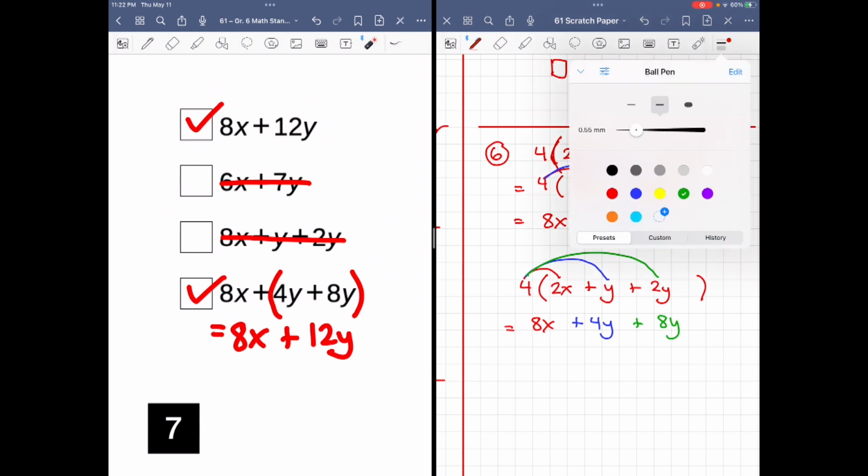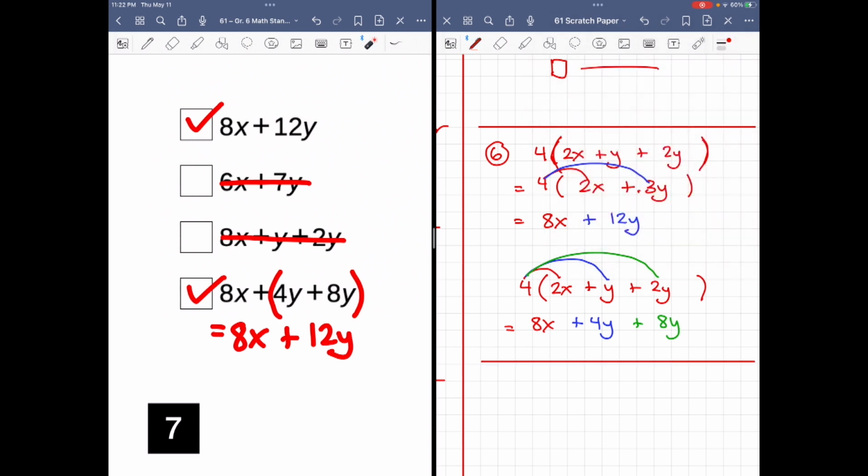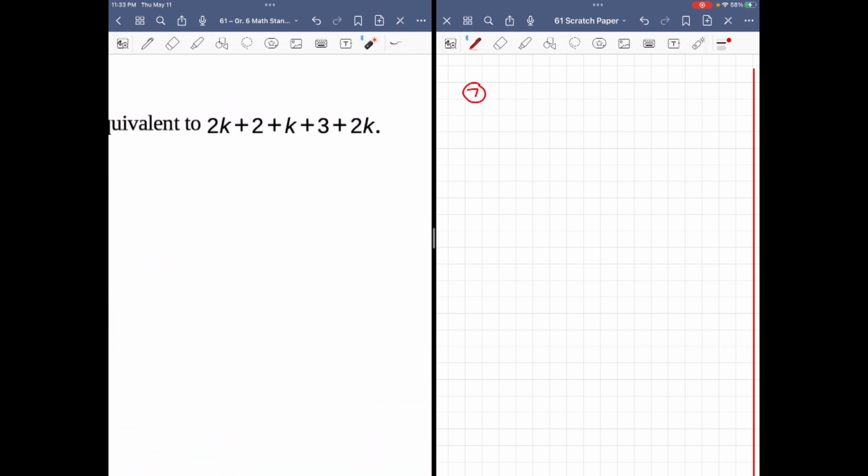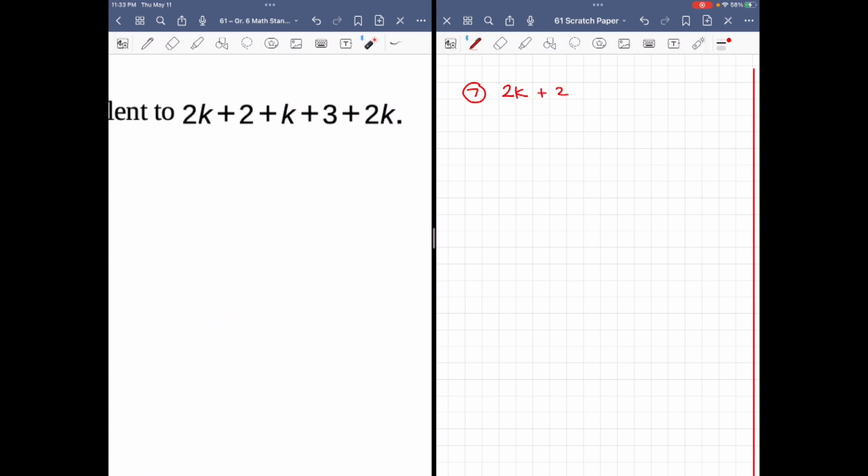Problem 6 is done. Go ahead and close off the problem by drawing a line. Here is problem number 7. Select all of the expressions that are equivalent to 2k plus 2 plus k plus 3 plus 2k. So we need to see which of these expressions is equivalent to this original expression here. Let's write down on our scratch paper. Here's problem number 7. And copy down this original expression. So we have 2k's plus 2 plus another k plus 3 plus 2 more k's.